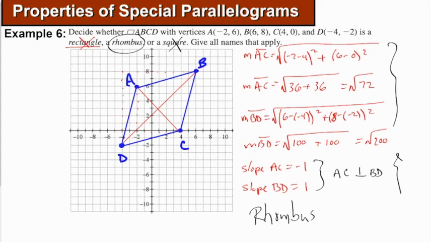Again, if we were to measure all 4 sides, we would have had to use distance formula 4 times to find it to be a rhombus. Or if we were to find all 4 right angles, we would have had to do slope 4 times to find all 4 right angles. So we just reduced the amount of calculations that we did, but both ways would be good for analyzing the shapes. All right, that's the end of the video.